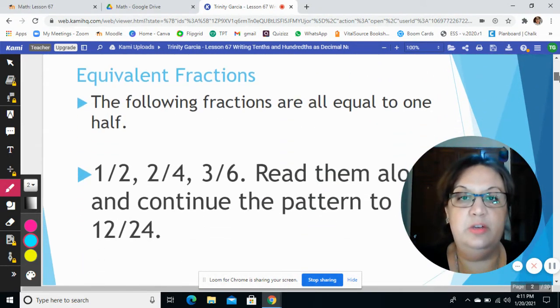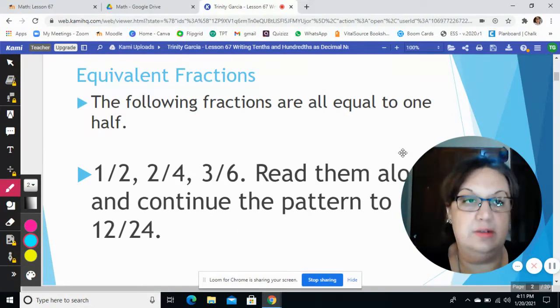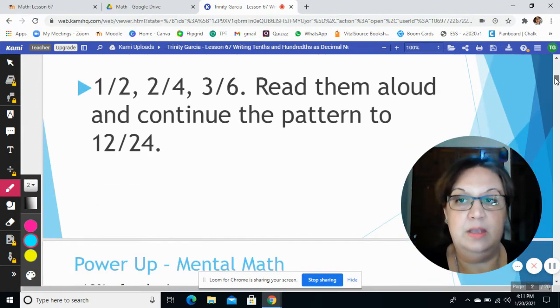Remember, here's your equivalent fractions. The following fractions are all equal to 1/2. So you should be able to name the equivalent fractions that are equal to 1/2, be able to read them out loud and continue the pattern all the way to 12/24. So you should be able to practice that on your own. Be familiar with that.